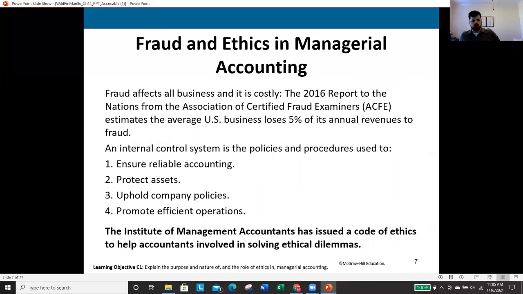Now, just as we talked a lot in chapter 1 in the previous course about fraud and ethics, we're going to talk about it again here because it is still very important that our accountants be ethical. So we want to make sure we understand that. Now, there is a study from 2016 from the Association of Certified Fraud Examiners, the ACFE. This is not an abbreviation that I'm going to be requiring you to know. This is probably the only time we'll talk about that organization all semester.